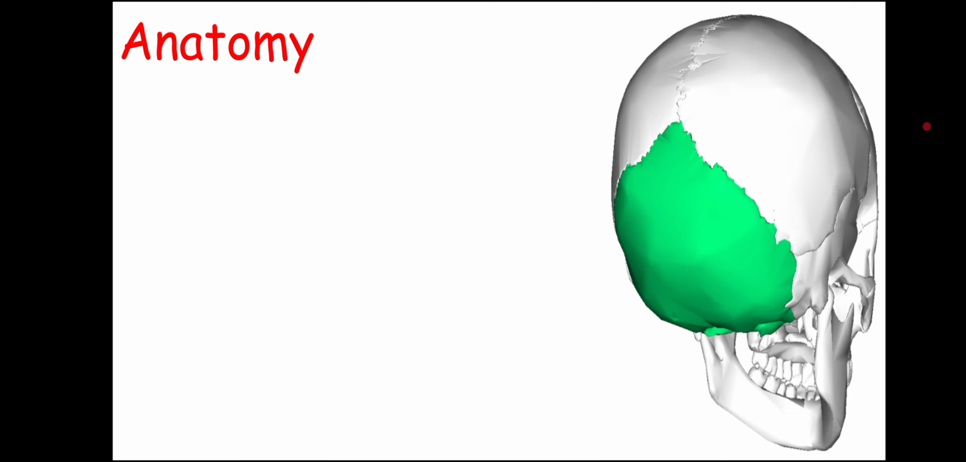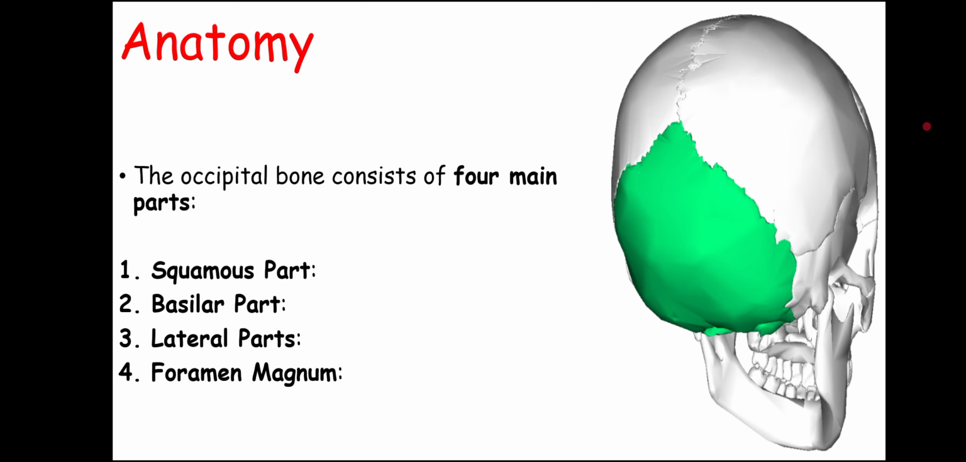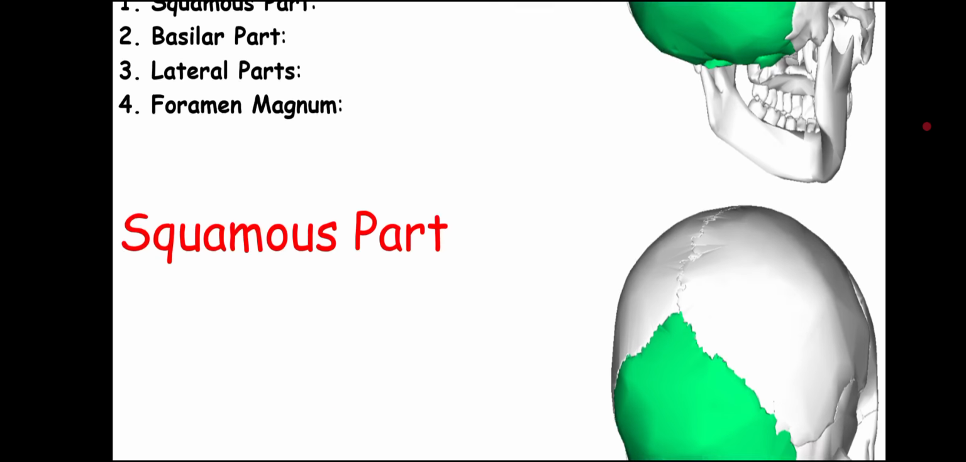muscles. Now let's talk about anatomy of occipital bone. The occipital bone consists of four main parts: squamous part, basilar part, lateral part, and foramen magnum. And now we'll talk about these parts one by one.